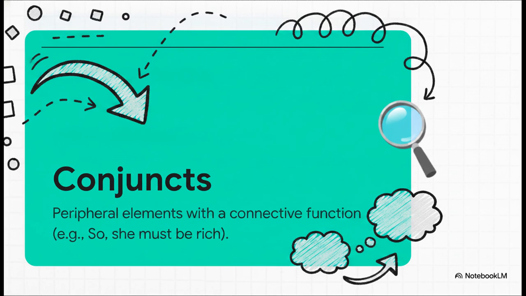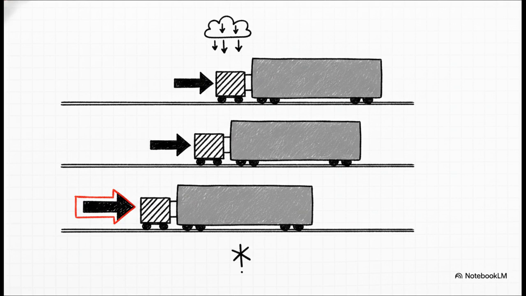These are also peripheral, hanging out on the edges, but they have a strictly connective job. They act as a bridge, linking what's currently being said back to the previous context. So if you say, "So she must be rich," that conjunct "so" is explicitly linking your conclusion to whatever evidence you just laid out. Now, what's really interesting about this slide is that adverbs aren't just broad clause elements.